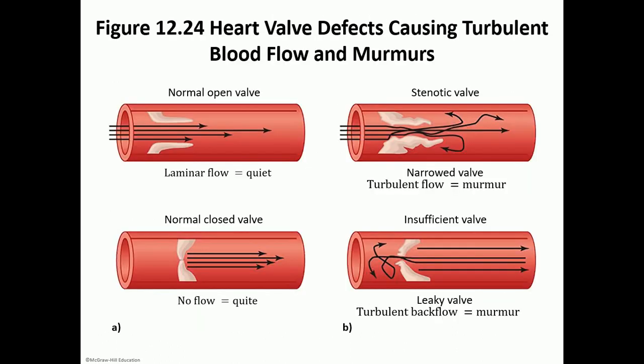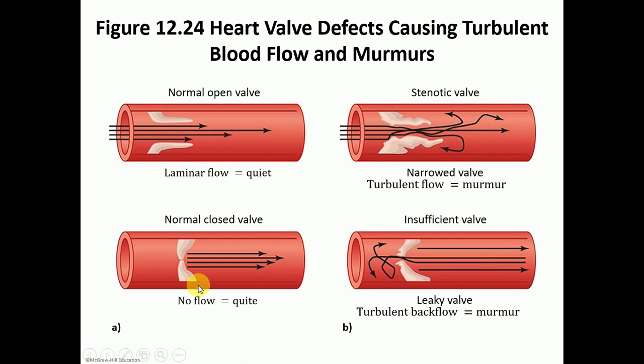So you can see here, this up here represents a normal open valve. The blood is flowing in a laminar flow, it's quiet, we do not hear any murmurs. This represents a stenotic valve. So this is a valve that is narrow. You can see the turbulence of the blood. Now we can hear that turbulence in the form of a murmur.